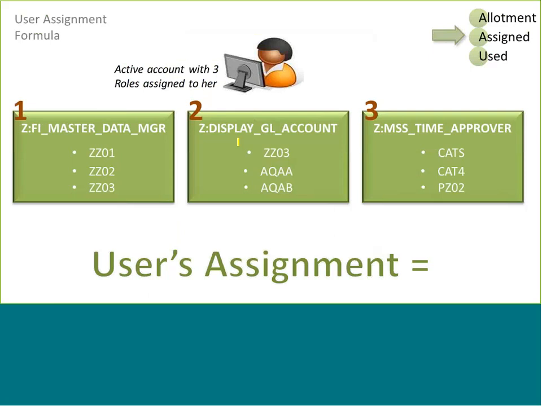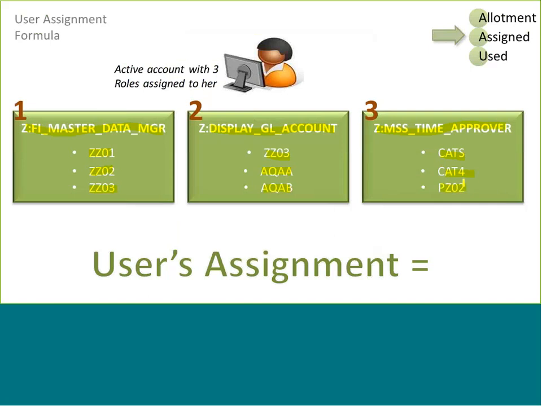So let's first talk about the user assignment formula. We have an employee, an active account, with 3 roles assigned to her. ZFI Master Data Manager is the first role. That role has 3 transactions, ZZ01, 02, and 03. The second role she has is Display GL account. That also has 3 transactions, ZZ03, and 2 ABAP query transactions. And her third role is the time approver. She's a manager, and she has to approve her employees', her teammates' times. So she can enter in her own time, approve time, and view reports.